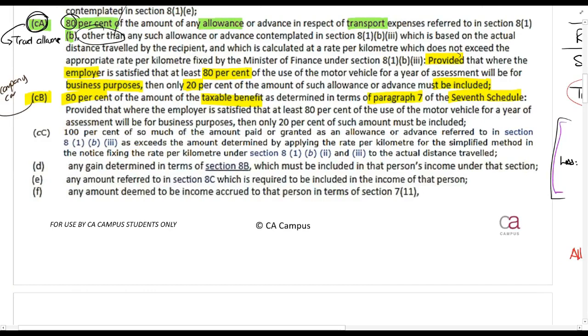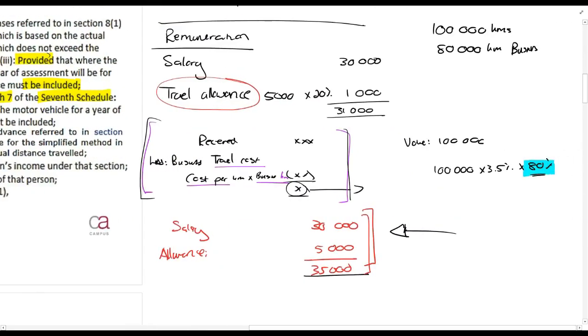And then the same rule applies, provided that if at least 80% of the use will be for business, then 20% of the amount must be included. So if you can prove that it's going to be for business, then instead of using 80% there, you will use 20%.